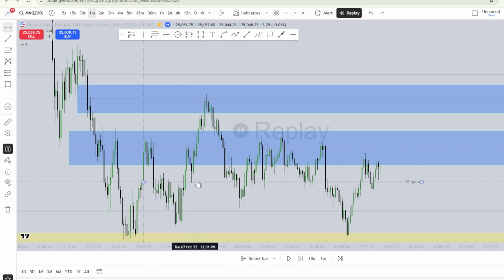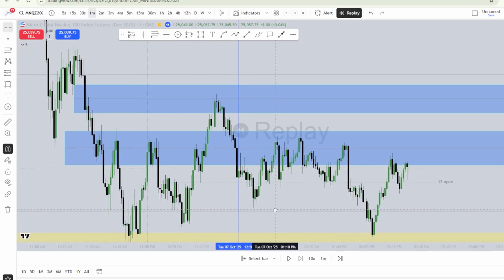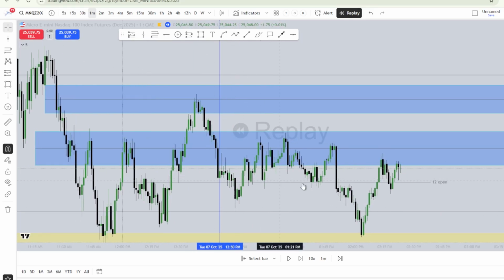Now, me personally, I really like the 12:50 macro. I'm okay with the 12:20 and 12:40 macros, but I really like the 12:50 macro. So I'm just going to mark that out right here. Cool, the 12:50 macro is right there. Okay, we've got the 12 open and we've got the 12:50 macro.